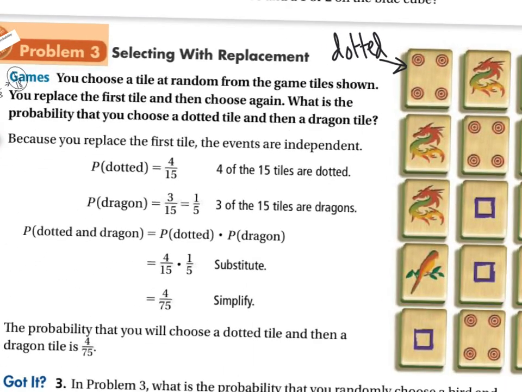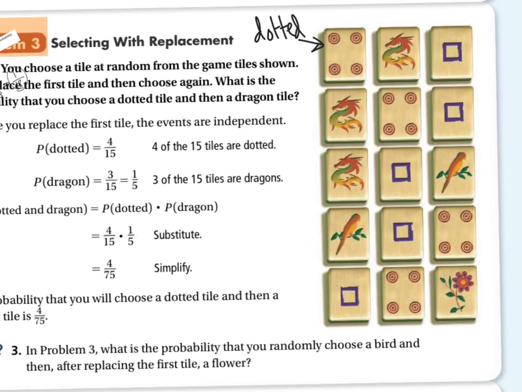Okay, so the dotted tile, there's 4 dotted tiles altogether there. And the dragon tiles, there are 3 of those, or 1/5. 3 out of 15 reduces to 1/5. And multiply those together would be a 4 out of 75 chance.